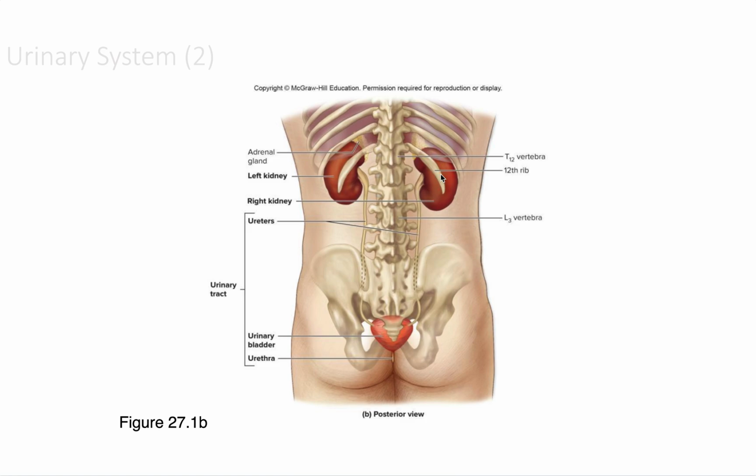It also regulates acid-base balance through positive hydrogen ions and negative bicarbonate ions. So the first thing we'll look at is just the general position of the kidney.